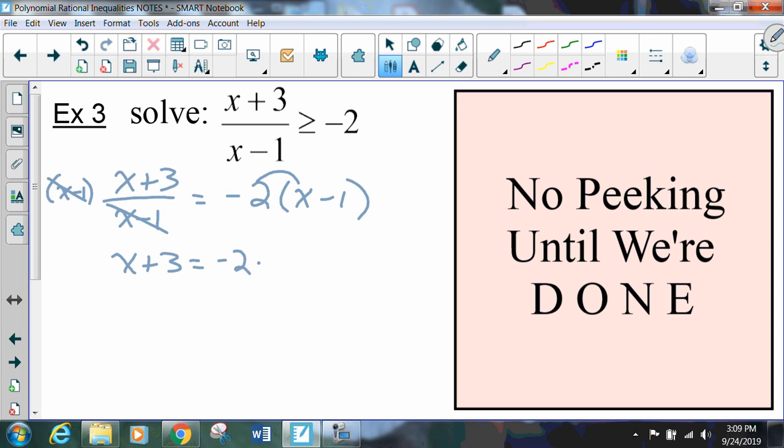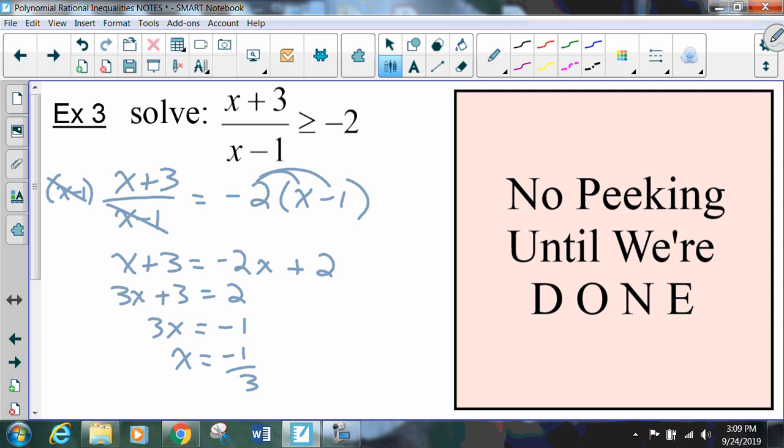So we get the -2x, and we get a +2. And then I'm going to go ahead and add the 2x to both sides and subtract the 3. And finally divide by 3. Let me double check with my work, because when I'm talking and writing, sometimes it can be very dangerous. All right, got the same thing.